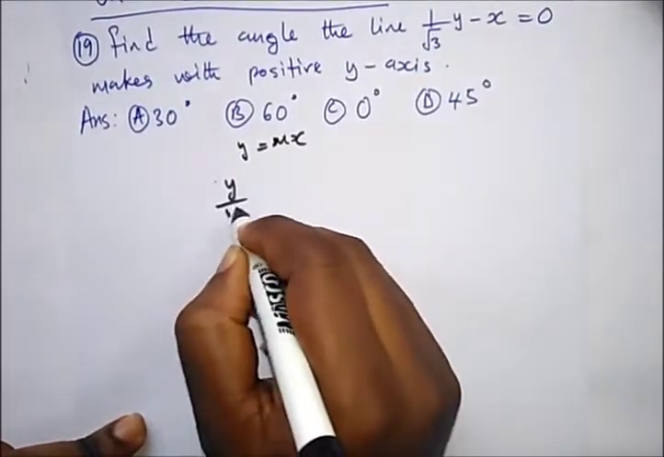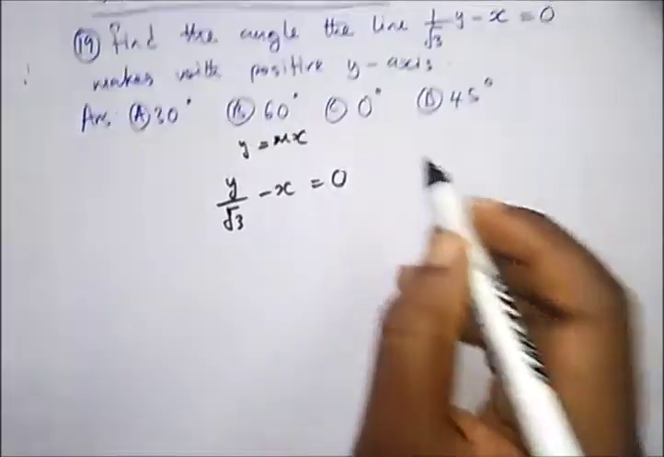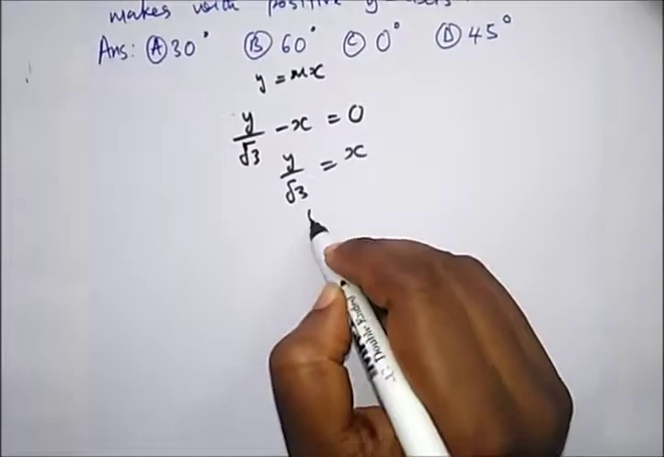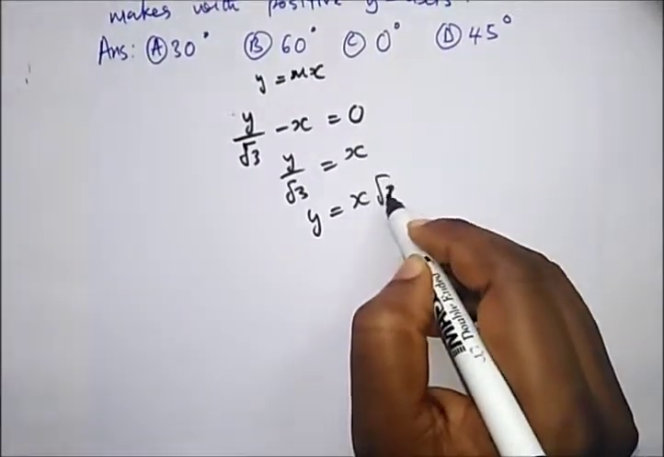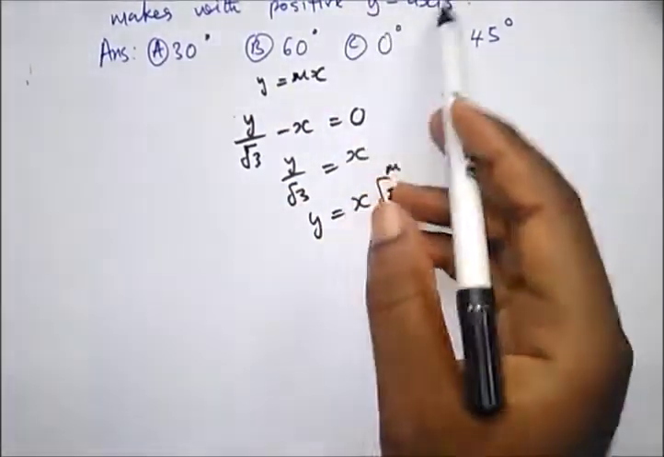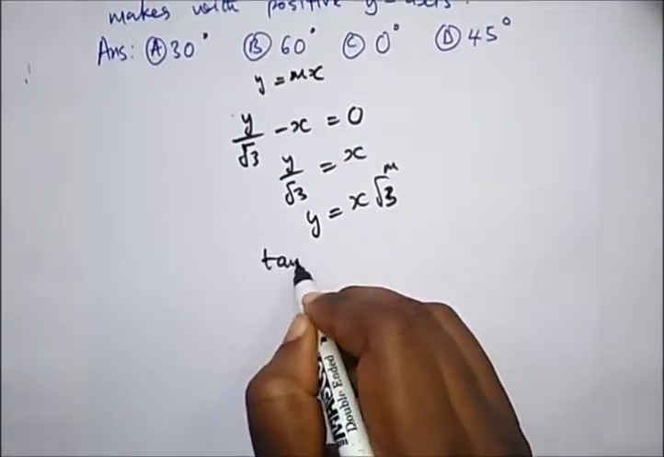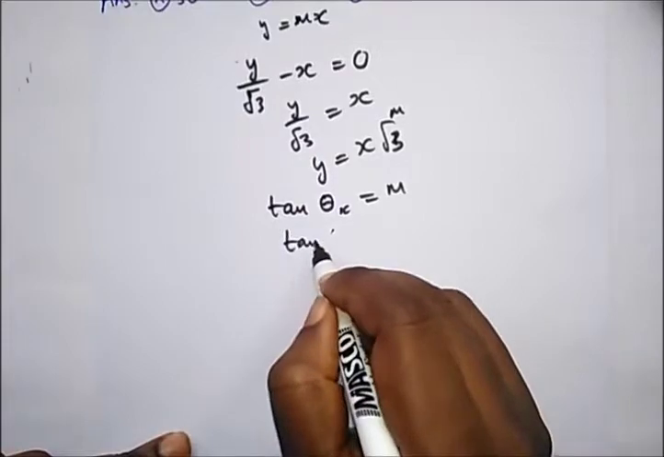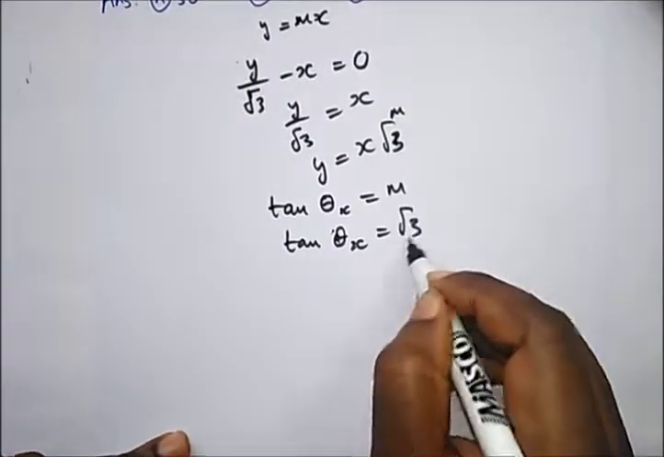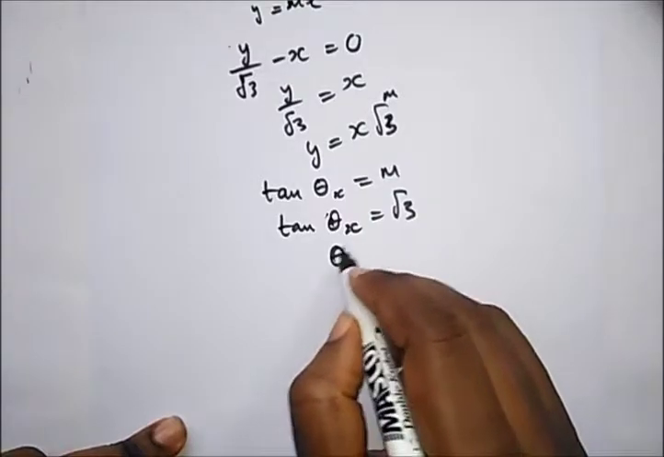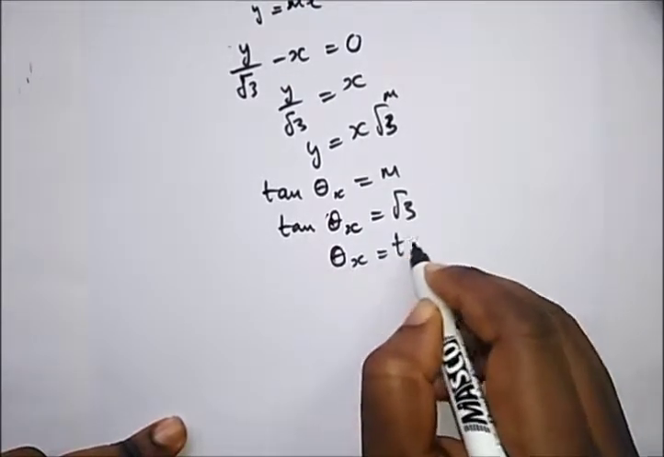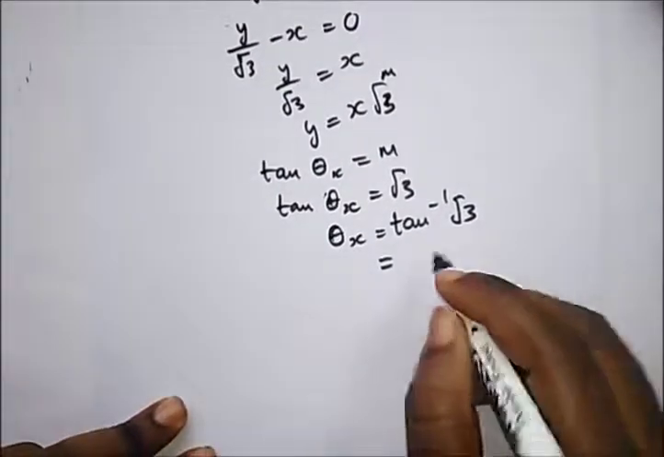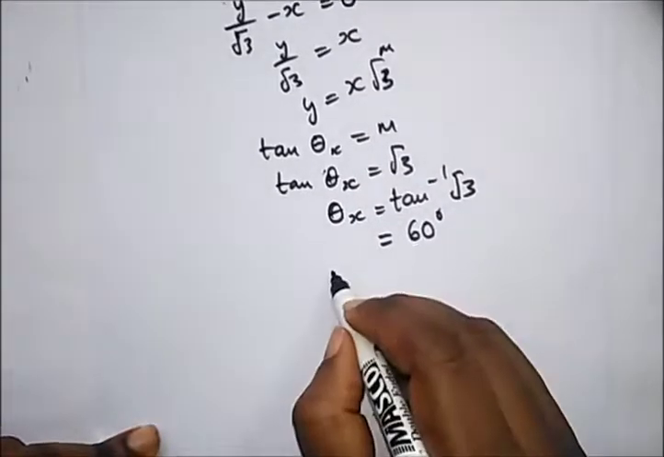So we have y over root 3 minus x is equal to 0. So here, y over root 3 equal to x, where y will be equal to x root 3. So this is m. And at that particular positive angle, tan theta x is equal to m, which is root 3. To get our theta x, it will be inverse tan root 3. And inverse tan root 3 is 60 degrees.